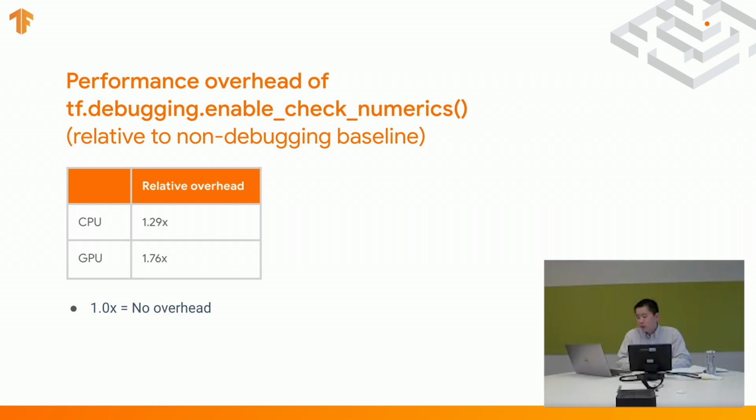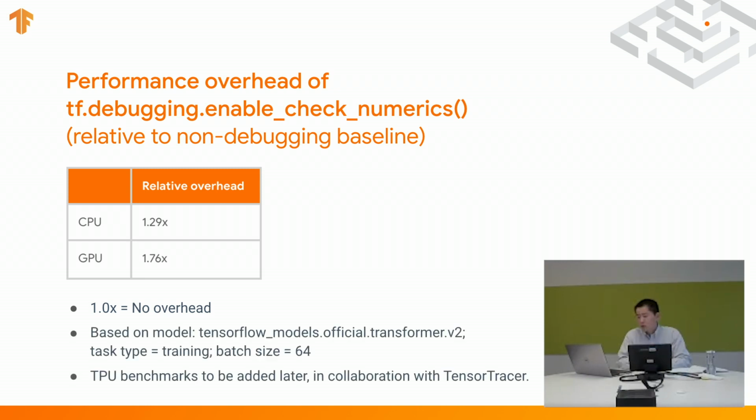We have benchmarked the API on a bunch of models. Here's an example from the Transformer V2 model. When it's training on the CPU, if you enable that check, then it's going to be about 30% overhead. If the model is training on GPU, then the overhead is slightly higher. It's about 75%, but it's not that high. So it may even be a good idea for you to turn this API on in your tests for checks.